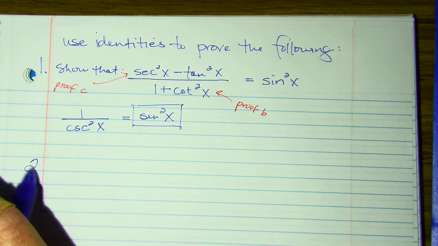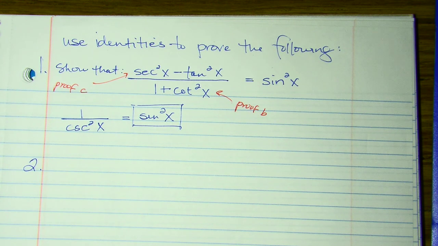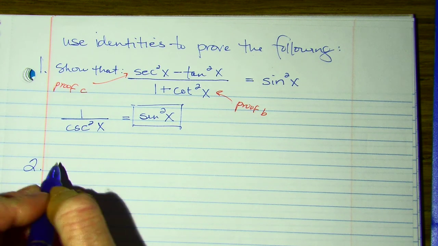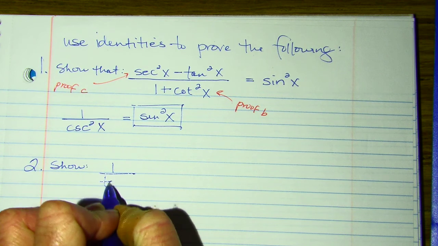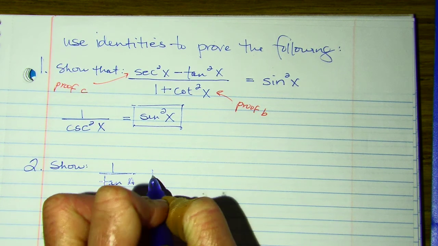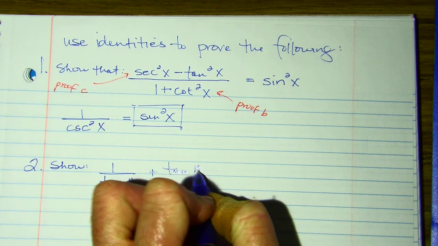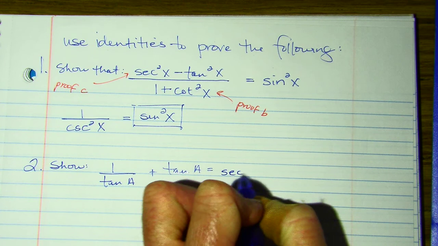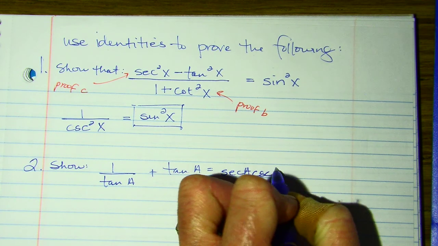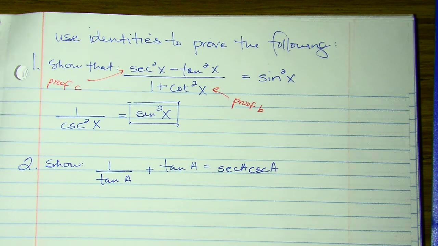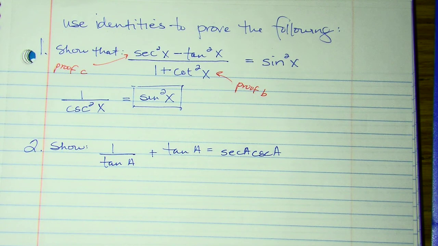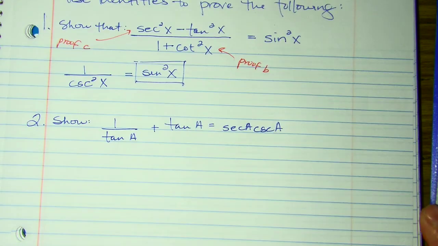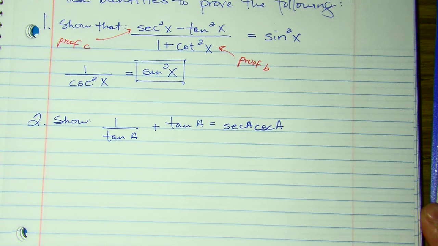So next one, show that 1 over the tangent of A plus the tangent of A equals the secant of A times the cosecant of A. All right, so there we go. So let me make sure I wrote this down right. Yes. All right, so I'm going to replace each of these.